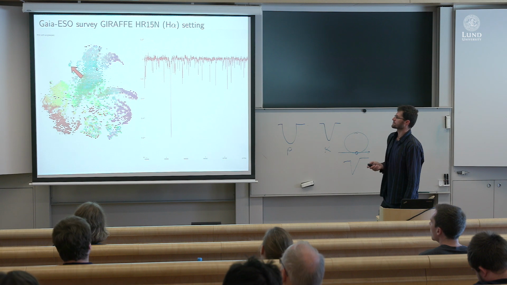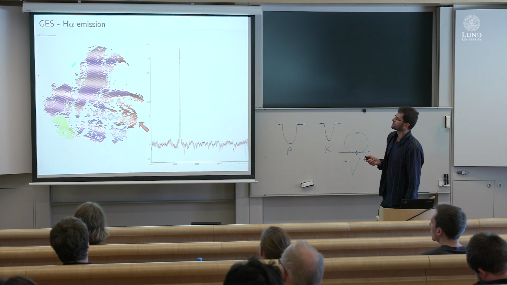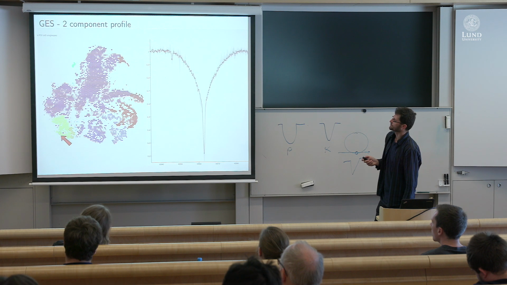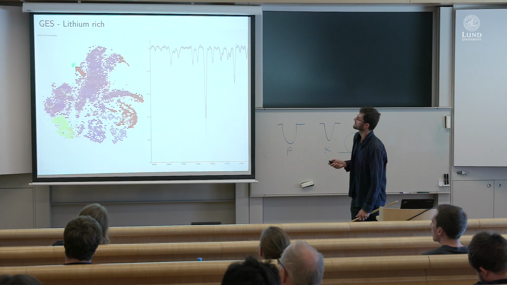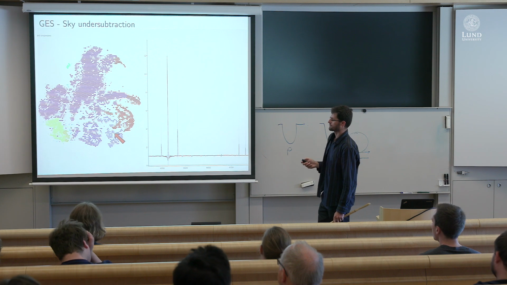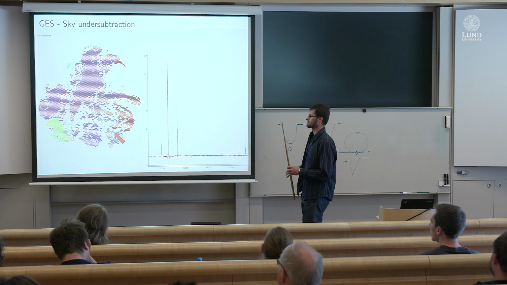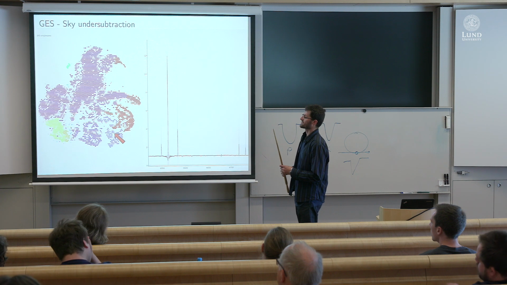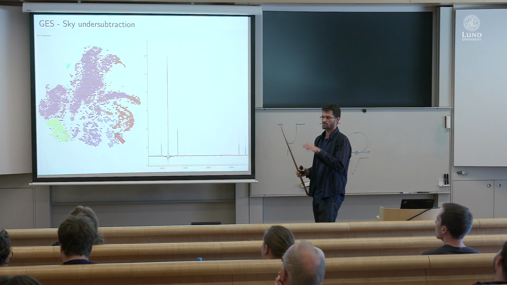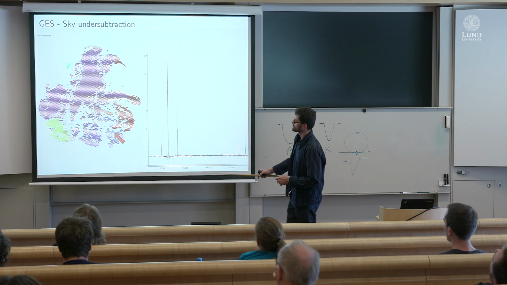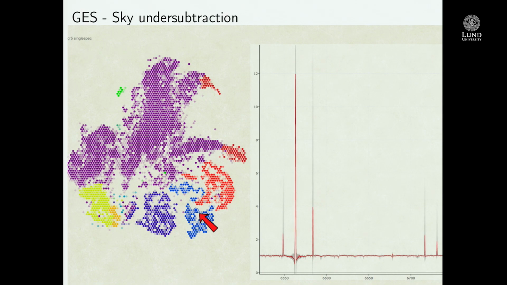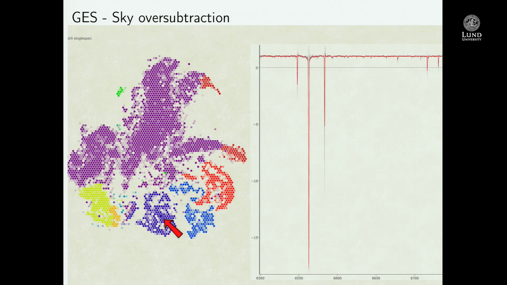Just to show a few of the maps also for the Gaia-ESO survey. So cool stars, H alpha emission. These double component profiles, so a wider and a narrower component. Lithium-rich stars, and so on. And in these young clusters in the Gaia-ESO, there's a lot of nebular emission present, of course, when we're looking at young clusters, and this causes these huge emission lines that we have to account for. They're not interesting in the scientific sense, so there's a huge issue with removing those lines.